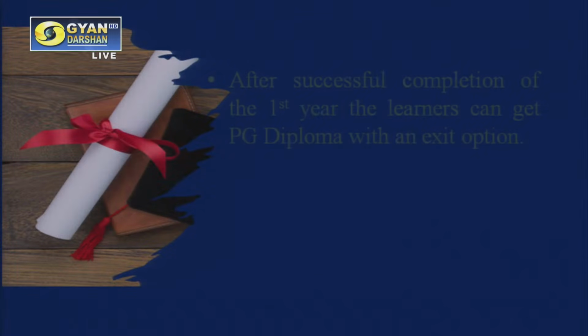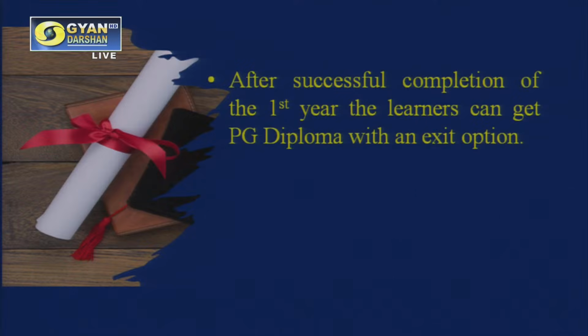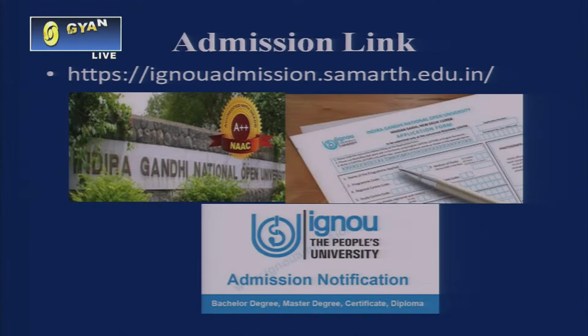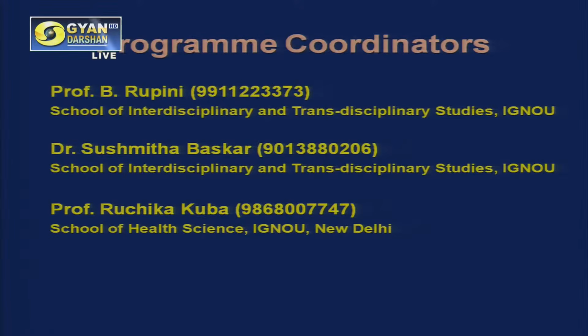After successful completion of the first year, the learners can get a postgraduate diploma with an exit option, and the term end examination is held twice a year, in June as well as in December. The admission link for the program is ignouadmission.samarth.edu.in.